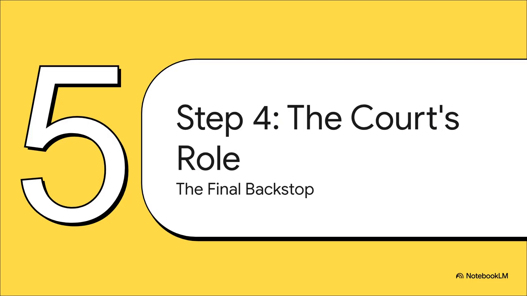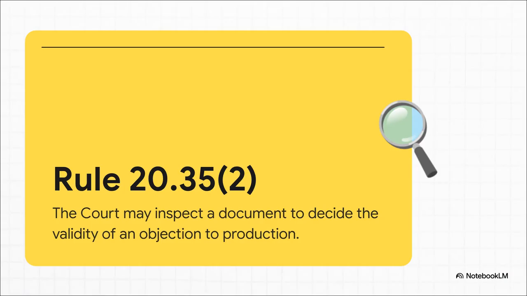So what happens when things get messy? What if the non-party puts a document on the list, but then says, actually, you can't see this, it's privileged? This is where the court plays its role as the final referee, the ultimate backstop to sort out any fights over production. And the court has a really powerful tool up its sleeve to do this.